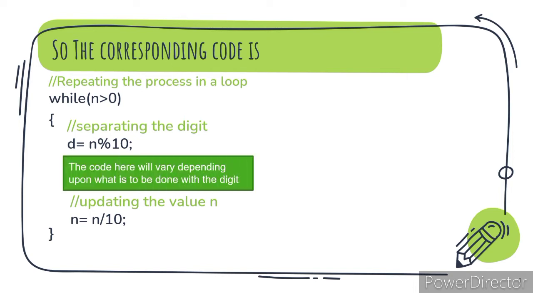Now this is the part where the code will appear depending upon what is to be done with the digit. Obviously when you are writing a digit extraction program, you will be given a task to perform a certain operation on the digit. This is the place where that particular code will appear. The remaining part will remain exactly the same.